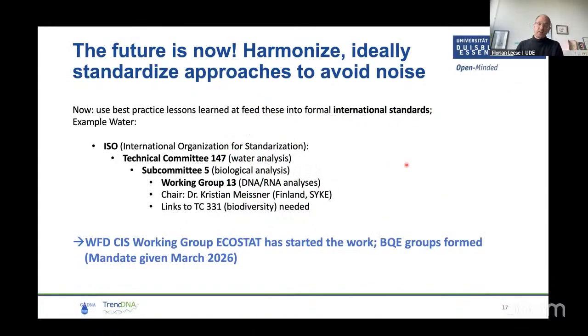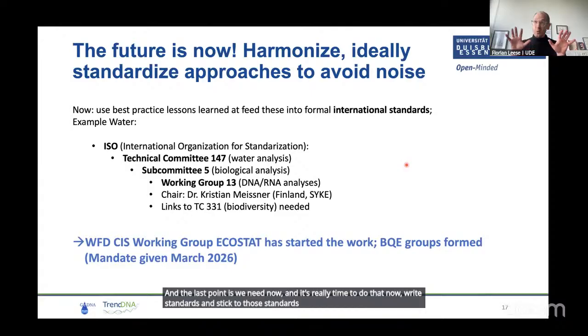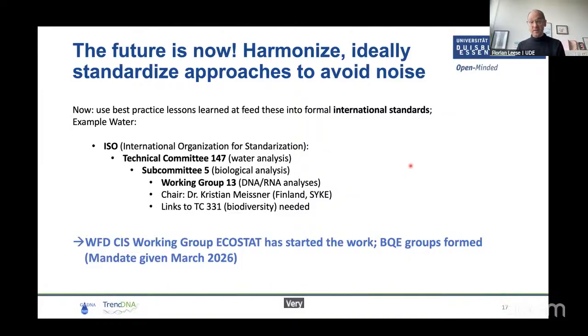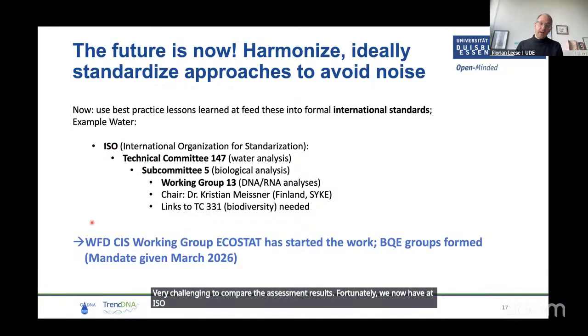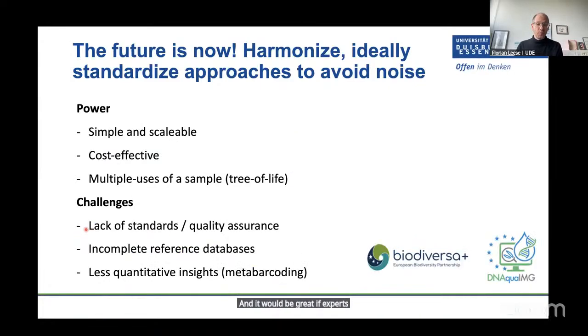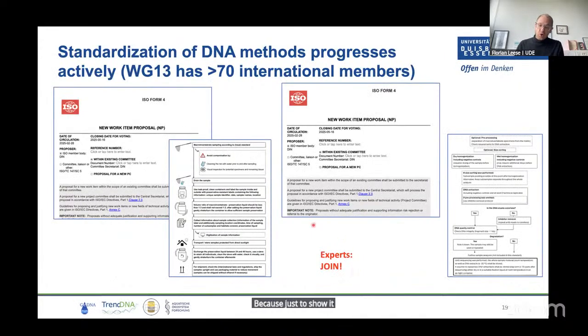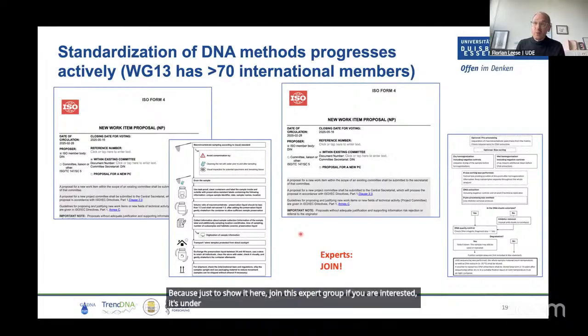And the last point is we need now, and it's really time to do that now, write standards and stick to those standards. We are living in a wild west, increasingly wild west of methods that are being used. Great for research, very challenging to compare the assessment results. Fortunately, we now have at ISO level and CEN level a standardization working group, and it would be great if experts of you could join that group. Join this expert group if you are interested. It's under Technical Committee 147.